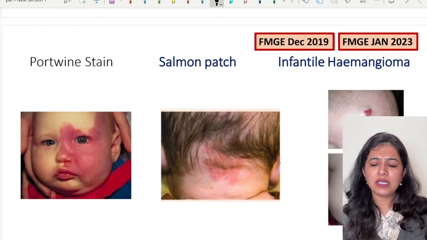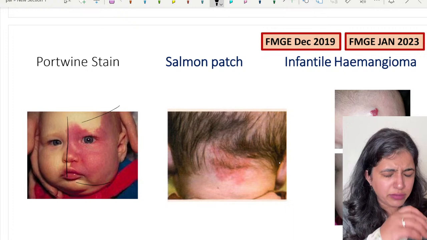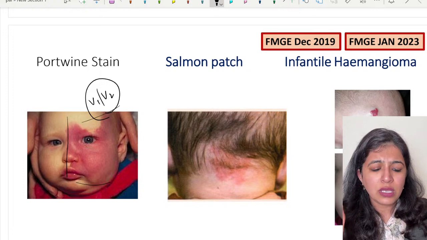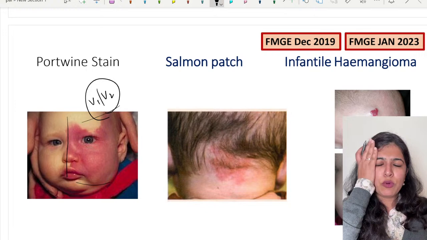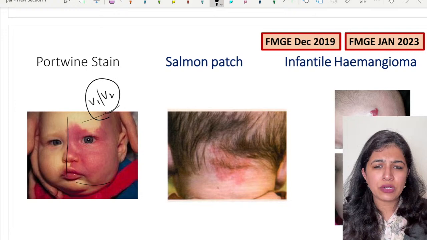And this is the last slide for the day. Vascular lesions, port wine stain, present since birth, unilateral, segmental, division V1 and V2 of trigeminal nerve. Non-blanchable, P for port wine, P for persistent, stays throughout the life of the patient. A syndrome associated with port wine stain is the Sturge-Weber syndrome, where there is a port wine stain with glaucoma, with ipsilateral tram track calcifications and contralateral seizures.